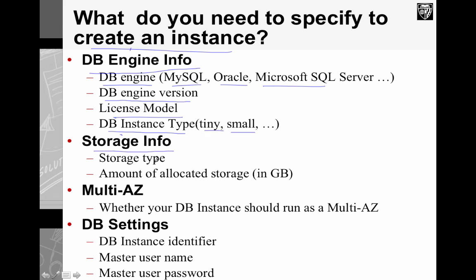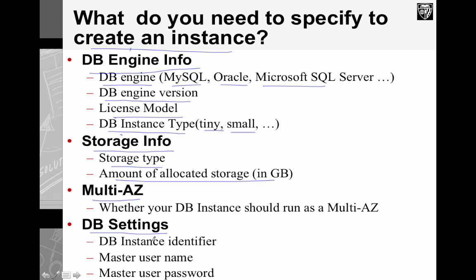You also need to specify the storage info, which is what type of storage you want, magnetic or provisioned IOPS or general purpose, and also the amount of storage you want. You also need to say whether you want multi-AZ or single availability zone deployment for availability.